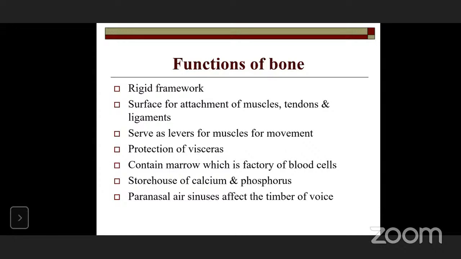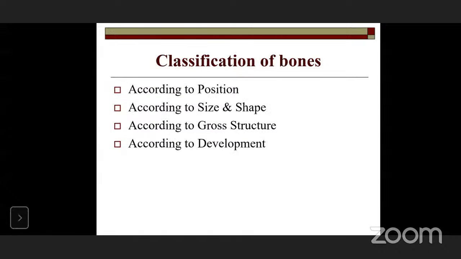For example, the cranial wall protects the brain, and the thoracic cage protects the heart and the lungs. Bones also contain the marrow, which is the factory of blood cells, store calcium and phosphorus, and the paranasal air sinuses affect the timbre of the voice. These are the important functions of the bone. You have to write a minimum of 3 to 4, depending on the number of marks.